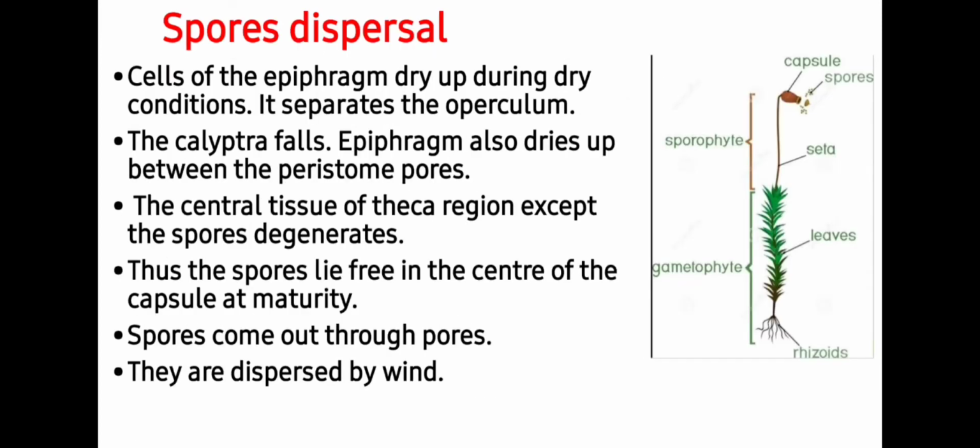Next is spore dispersal. Cells of the epiphragm dry up during dry condition and it separates the operculum. For this, seta elongates in air and exposes the capsule to the dry air. The calyptra falls. Epiphragm also dries up between the peristomial pores and the central tissue of the theca region, except the spores, degenerates. Thus the spores lie free in the center of the capsule at maturity. Spores come out through pores. They are dispersed by wind. So you can see epiphragm and the peristomial teeth collectively help in the falling of the operculum region.